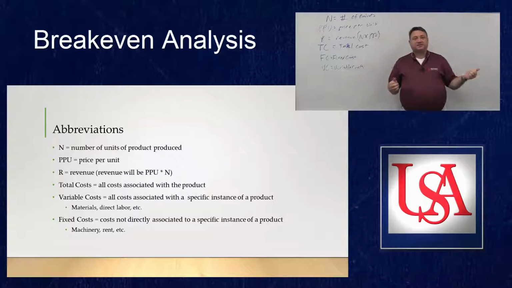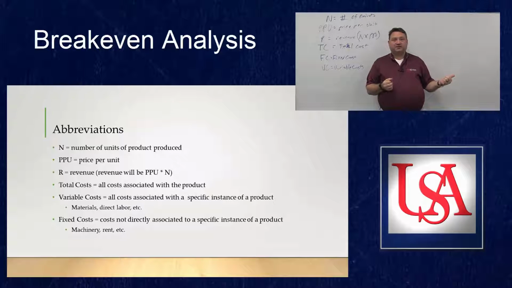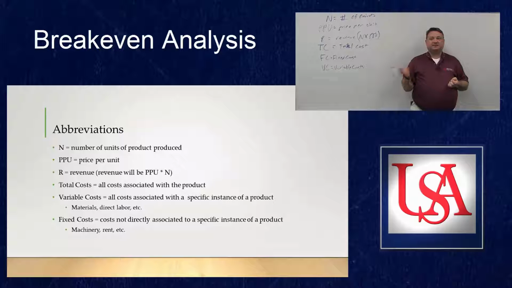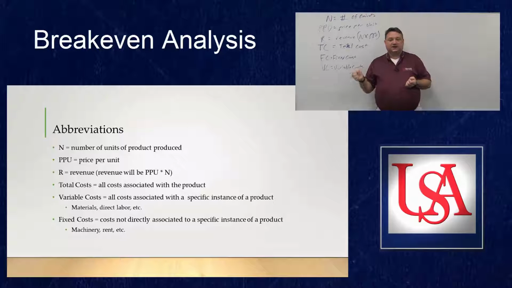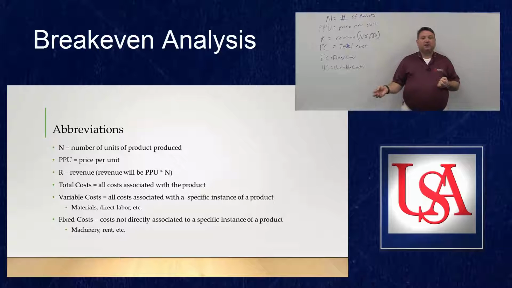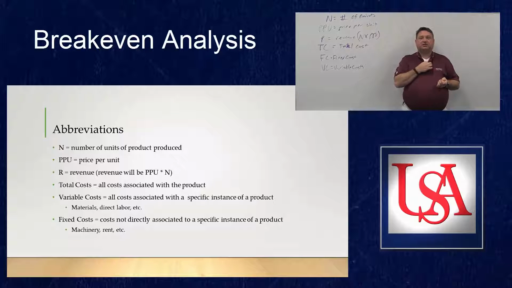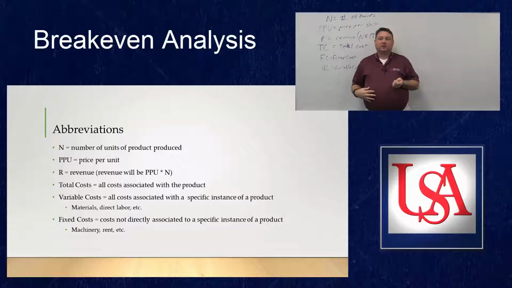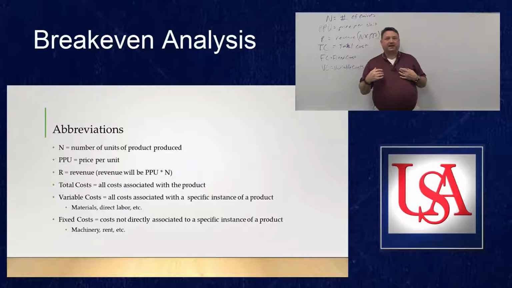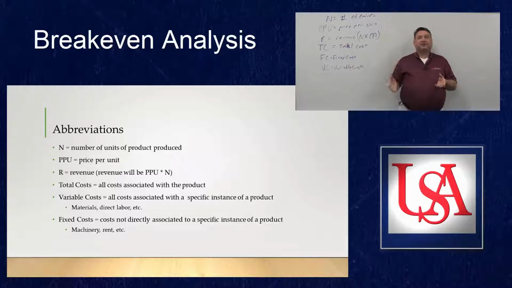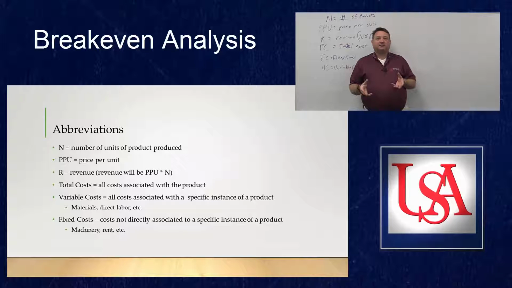Our total cost is represented by TC, and our total cost is made of 2 parts, variable costs and fixed costs. Variable costs are all the costs associated with a specific instance of a product. So a specific t-shirt, a specific bottle of water. The costs that go into that are variable costs. This shirt that I'm wearing, the material in this shirt, the sewing that made this shirt come together, the embroidery and the thread that are in the badge on the shirt, those are part of the variable costs.